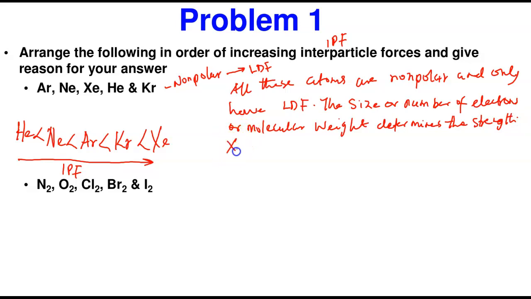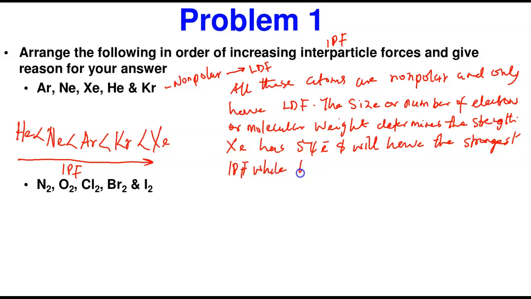So xenon has 54 electrons and will have the strongest IPF, while helium has only 2 electrons and will be the least, as shown. So this will be the reason.